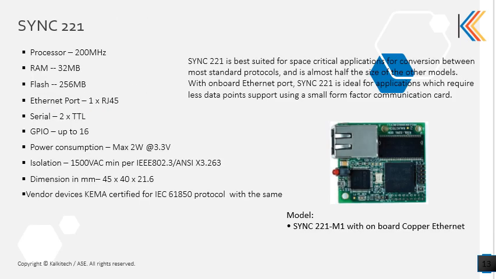Then moving on to 221, this is a 200 megahertz processor with up to 16 GPIOs supported for GOOSE, and the form factor is very minimal. It is 45 by 40 by 21.6 mm in dimensions, and this is the low form factor variant of SYNC200 that can be used in the vendor device.